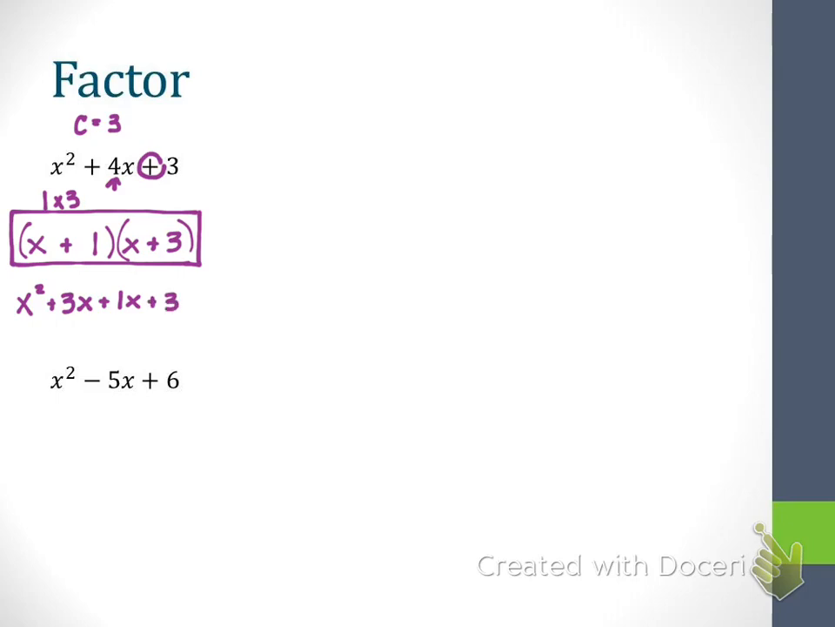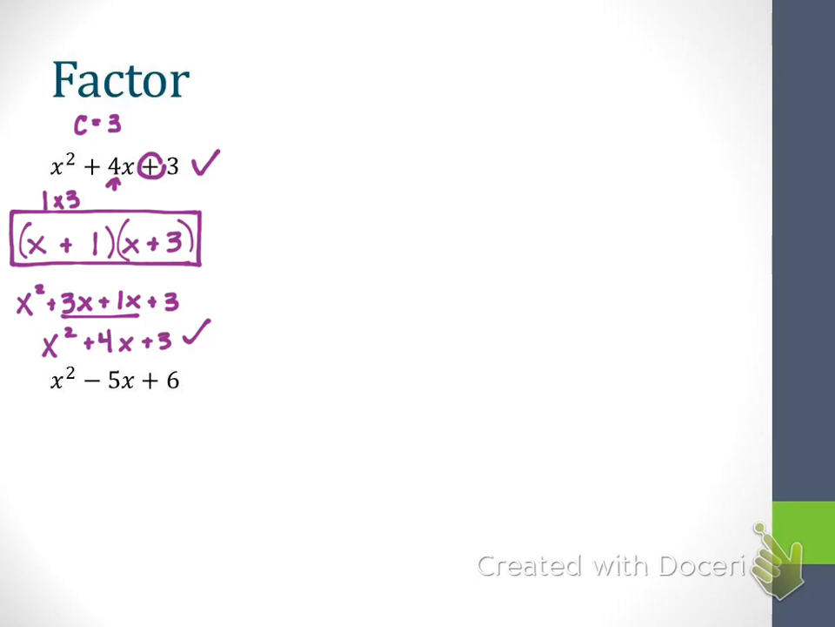What is 1 times 3? 3. Please don't put 4. I have so many people that sit there and go, 1 times 3 is 4. No, we're not adding. You always multiply when you FOIL. Now, when I combine like terms, that's when I add. X squared plus 4x plus 3. Did this check out with our original problem? Yes, it did. So I know that what I have is the correct answer.